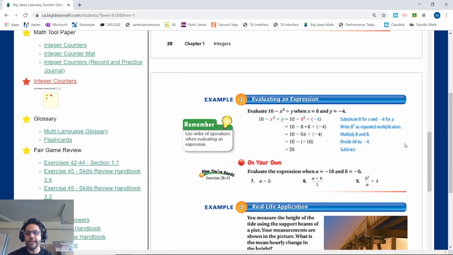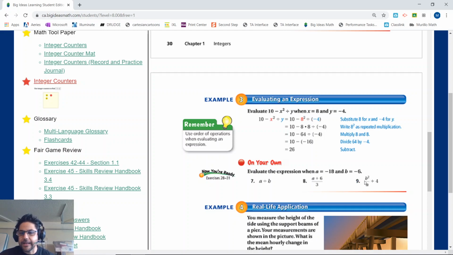All right, evaluating your expression really just means substitute your numbers where the variable is located. So a divided by b would be negative 18 divided by negative 6. Negative divided by negative, positive. Look at number 8. A is negative 18. This is applying some of our other skills. Negative 18 plus 6 is negative 12, and then negative 12 divided by 3 is negative 4.